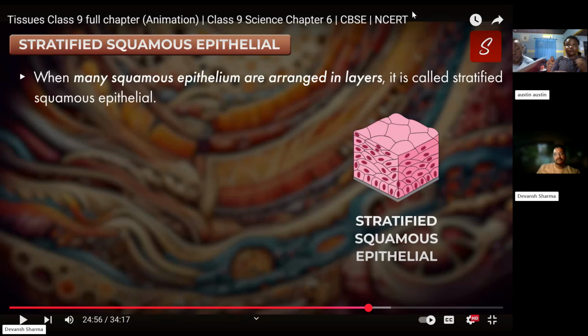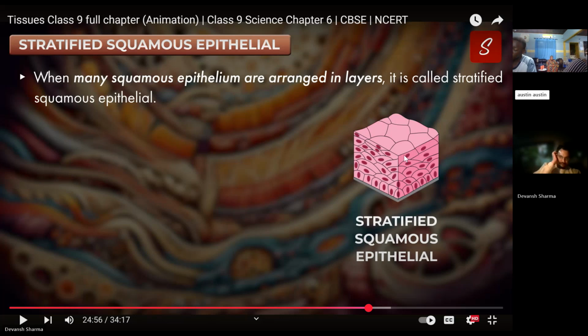Now the last one, stratified squamous epithelium. Give the heading. Make this diagram. Stratified means layer. Can you see the different layers? The layers are like a cake. A cake has different layers, no? Similarly, our cells also have different layers. So that is called stratified squamous epithelium.